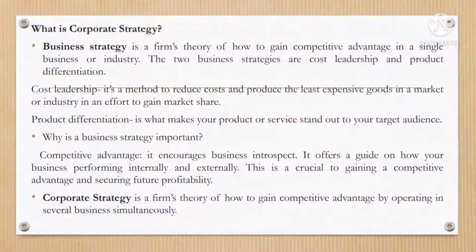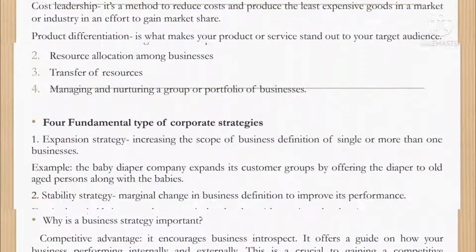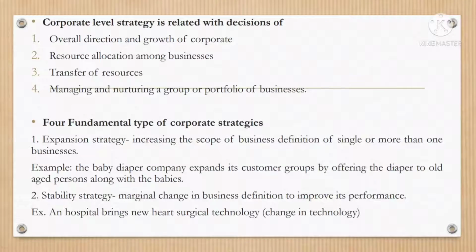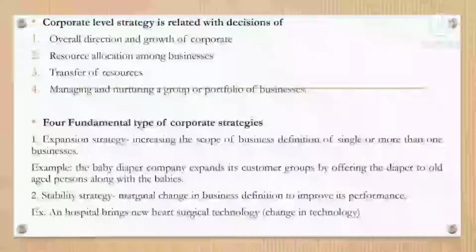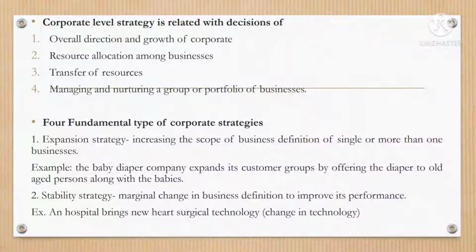Corporate strategy is a firm's theory of how to gain competitive advantage by operating in several businesses simultaneously. Corporate strategy deals with this challenge of managing a range of businesses, how to allocate resources between them, maximize their contributions, and finally give them a common direction, vision, mission, and corporate objectives. Corporate level strategy is related with decisions of, first, overall direction and growth of the corporate, second, resource allocation among businesses, third, transfer of resources, and fourth, managing and nurturing a group or portfolio of businesses.